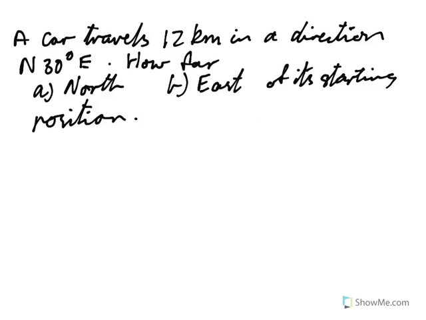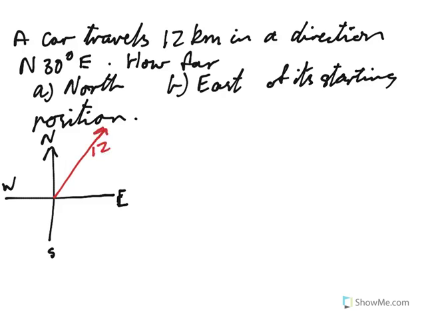Alrighty, here's another fairly typical example. The car travels 12 kilometres in the direction of north 30 degrees east, so there's a vector for us. How far north and east of its starting position would it be? So we do a quick sketch on that. So there's north, south, east and west, like so. So 12 kilometres north, 30 degrees to the east. So this angle here is 30.